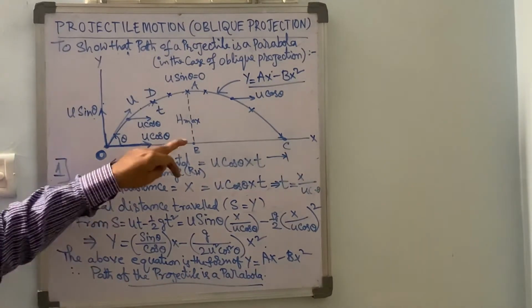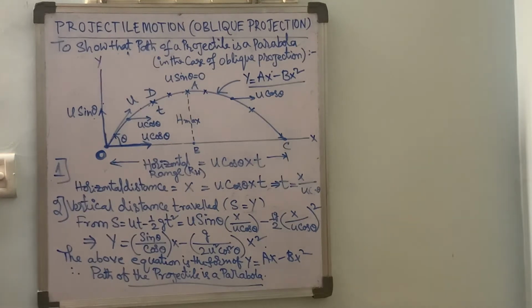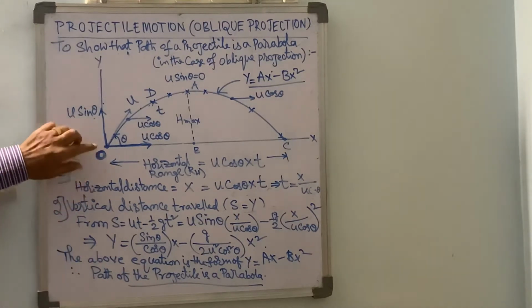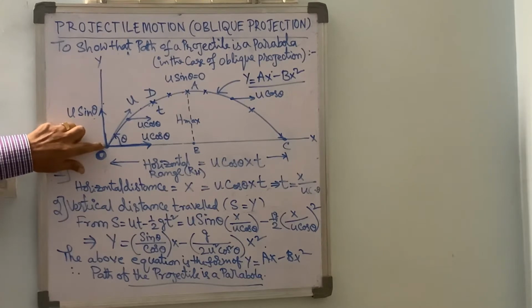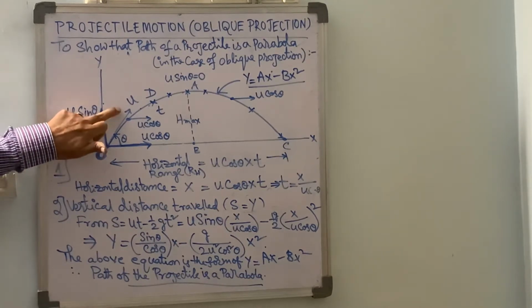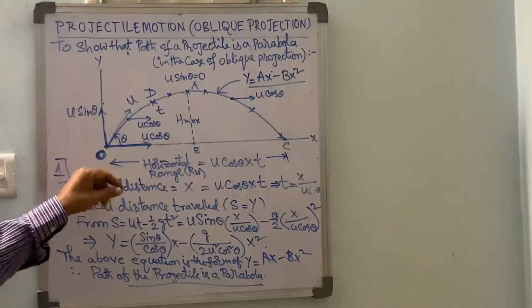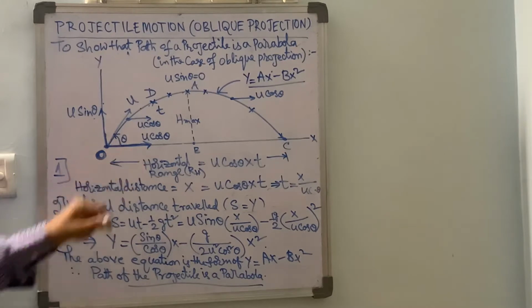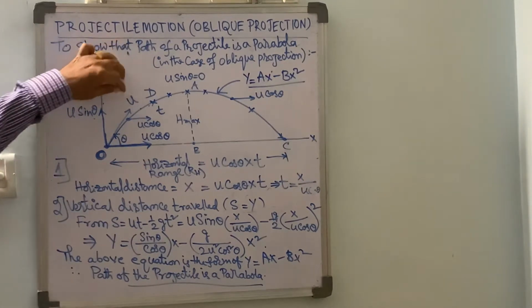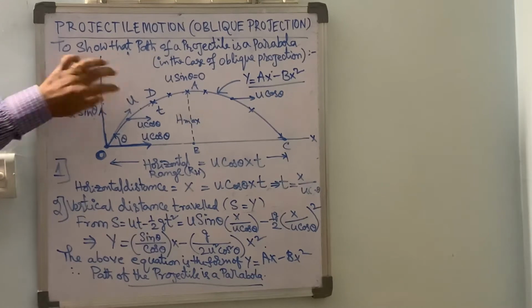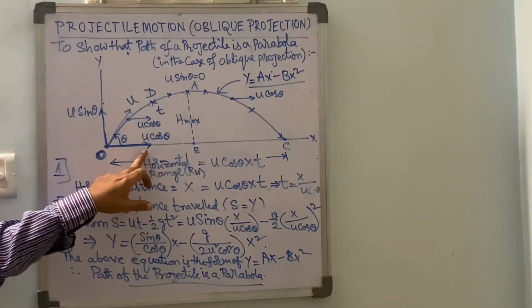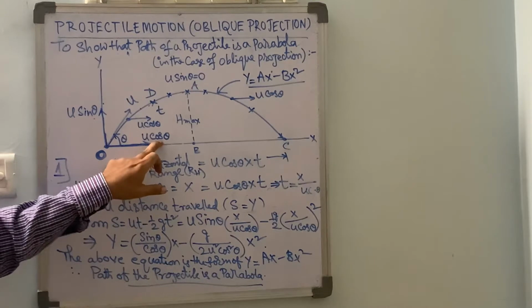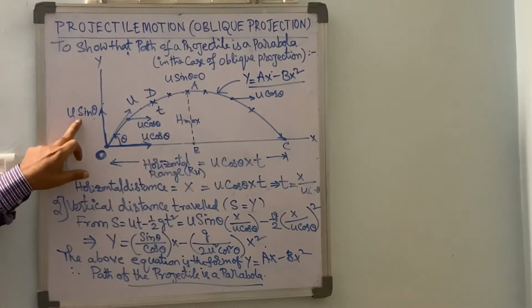Now let us derive the expression for the maximum height. So before going to that, I will explain once again. Consider a body at point O which is projected obliquely with initial velocity u, whose direction is making an angle theta with the horizontal. This velocity u can be resolved into two perpendicular components: horizontal component u cos theta along the x direction and u sin theta along the y direction.